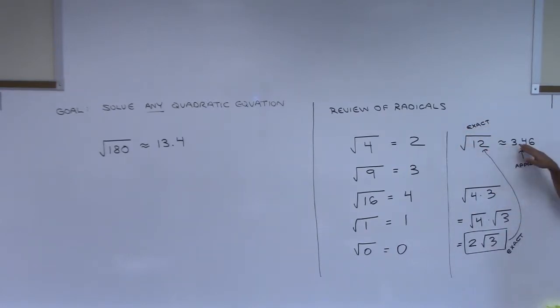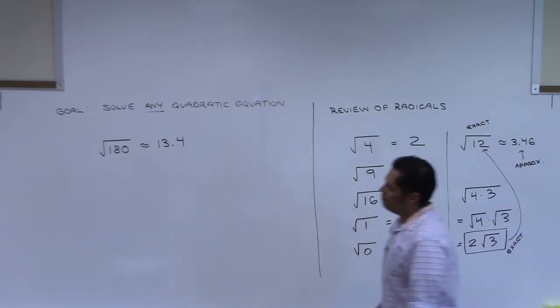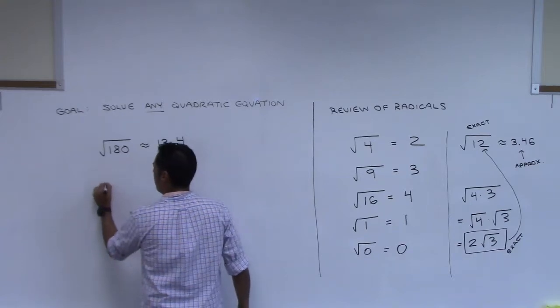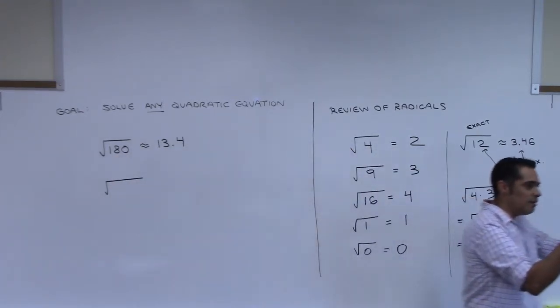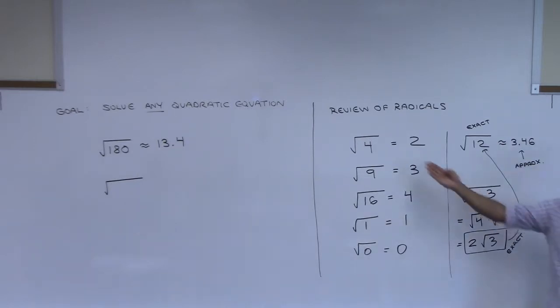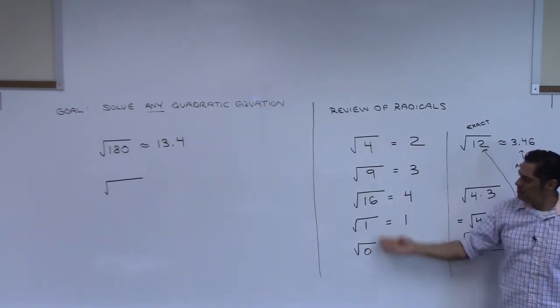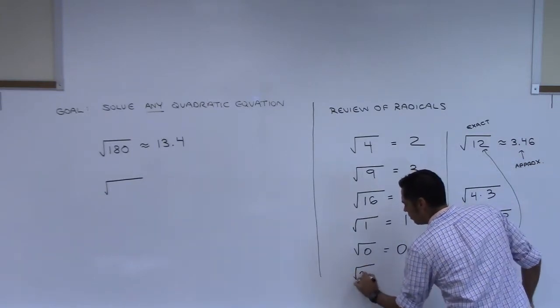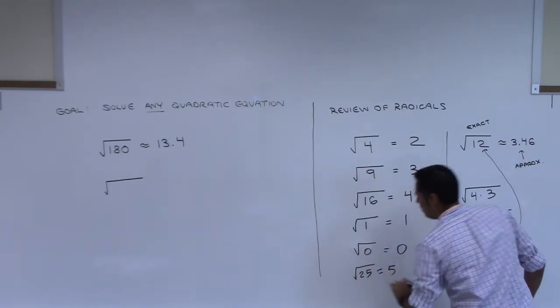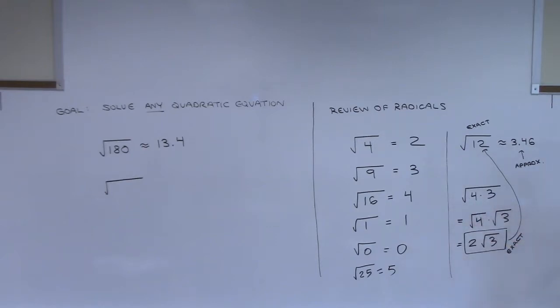Because we're not using a calculator to round, we're giving you the exact answer. It's square root of 12. So what could I do here with 180? Could I break it down? You want to try and break it down into two numbers where one of them is on this list of common radicals. Square root of 25 is 5. Square root of 36 is 6. So can you think of a number that is a perfect square that goes into 180?